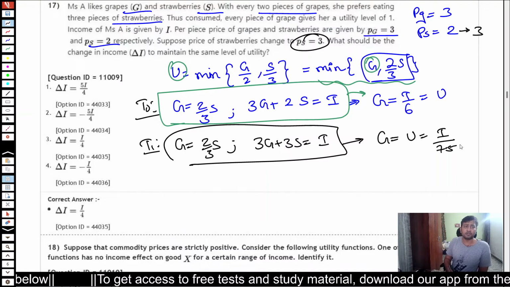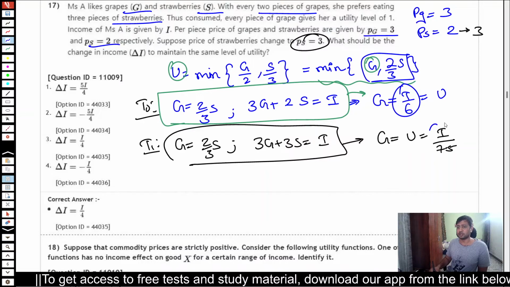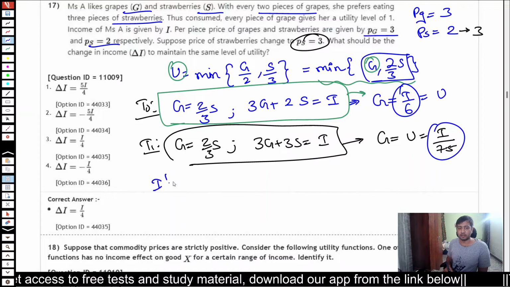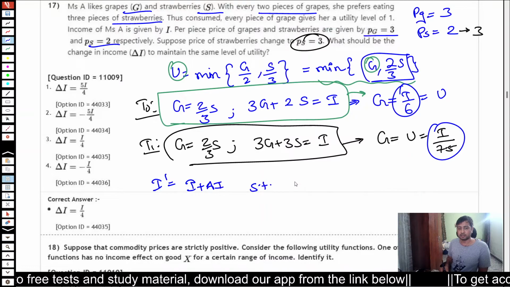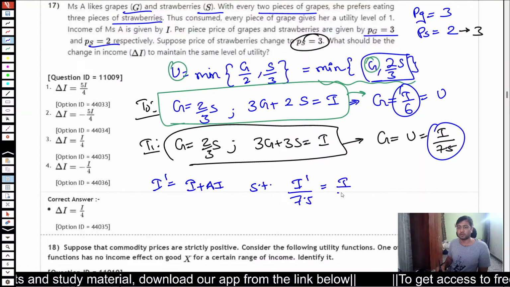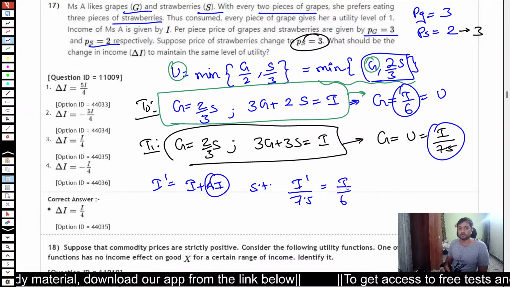How much change in income should he get so that these two values become equal? Suppose you put his final income I prime equal to I plus delta I, such that I prime by 7.5 is equal to I by 6. Okay, so then what is going to be this delta I?